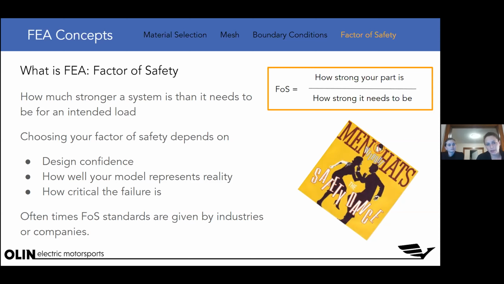in the assumptions that you're making or your design in general, or how well your assumptions in your model represent reality, or even how critical that failure is. Like if your failure is going to hurt someone, or if you're not sure about your assumptions, then your factor of safety has to be a lot higher. And oftentimes your factor of safety is actually given by industries or companies, but it's really good to think about your analyses and your procedures and how much and how to account for that. Factor of safety is a way to account for your assumptions.